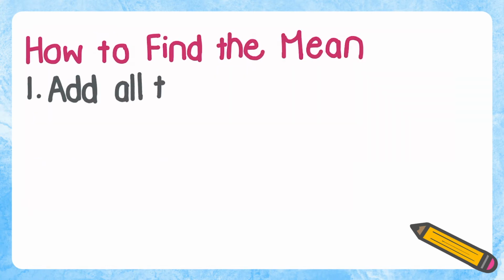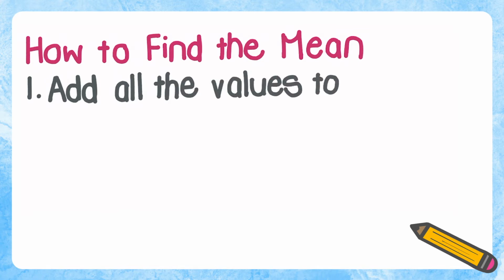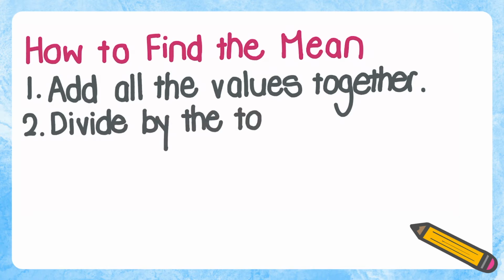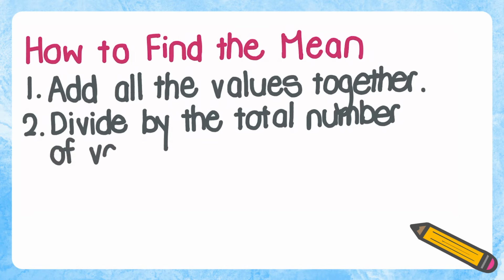So first, you're going to add all the values up. So all the numbers in the data set, you're going to add those together. And then once you add them all up, you're going to divide it by the total number of values. So how many numbers are in the data set? Let's say if the data set has 5 numbers, you would divide by 5.